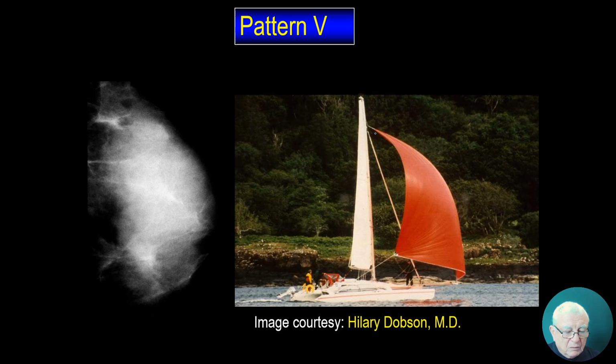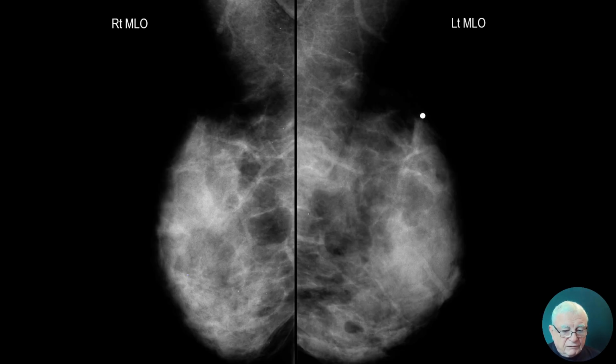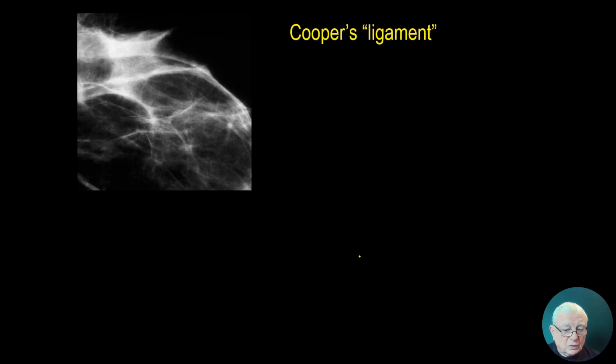Pattern 5, massive fibrosis, convex contoured, homogeneous, ground glass-like. It can hide everything, the normal structures, or, as in this case, the patient had a 29 and a 12 millimeter carcinoma. Well palpable, but not visible on the mammogram.